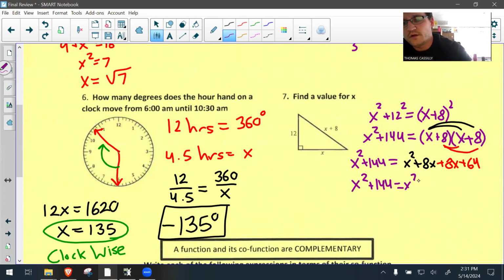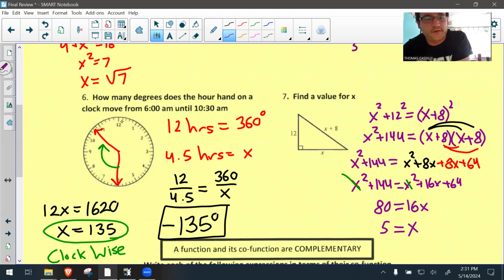So we're going to have x squared, combine your like terms, 16x now, plus 64, right? And you'll notice, hey, those x squares cancel, right? You subtract them on both sides. I'm going to combine some like terms here. So we got 144 minus 64. That gives us 80. So we know 80 equals 16x, right? What is 80 divided by 16? I think it's 5. It is. Right? So x equals 5. All right, and there we have it.